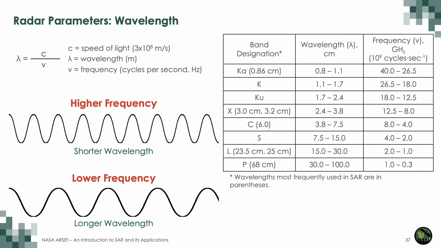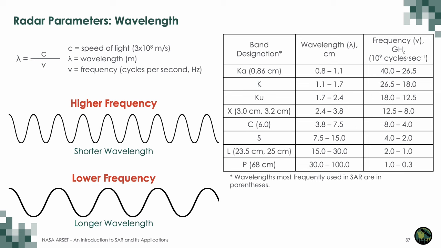Wavelength is the length from the peak of one wave to the peak of the next wave, or really the position of any point in the wave to the same point in the next wave. In radar remote sensing, we often talk about wavelength rather than frequency, because the length of the wave defines the interaction of the signal with the surface or medium, and it is therefore easier to associate with the capability of the sensor. Wavelength is inversely related to frequency. It is the speed of light divided by frequency. The higher the frequency, the shorter the wavelength, and vice versa.